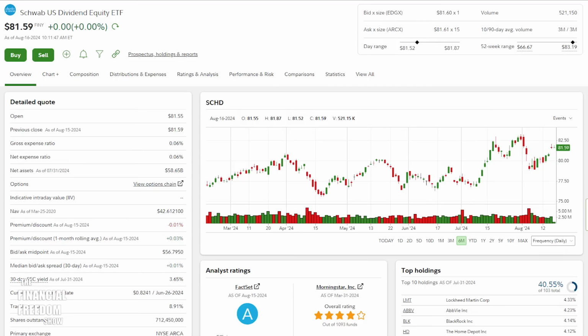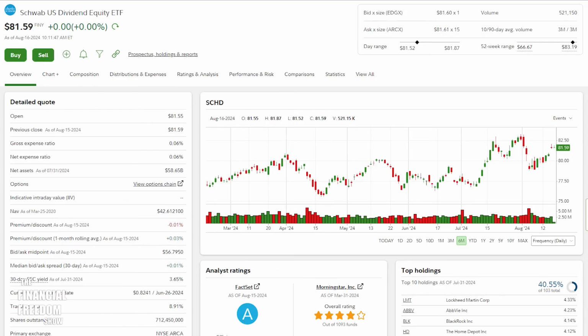Additionally, while SCHD focuses on high-quality dividend-paying companies, there's always a risk that these companies could cut or suspend their dividends, especially in times of economic stress. This could negatively impact the ETF's yield and total return.